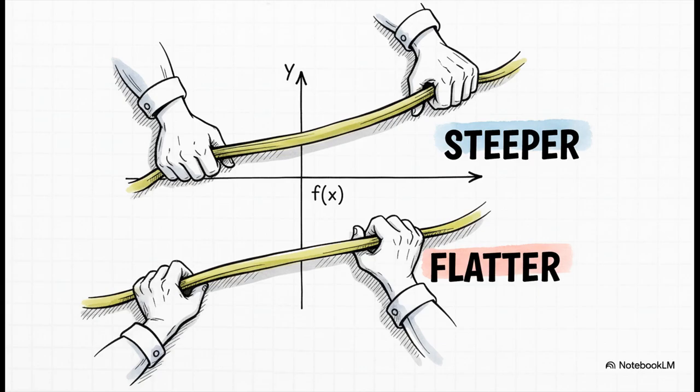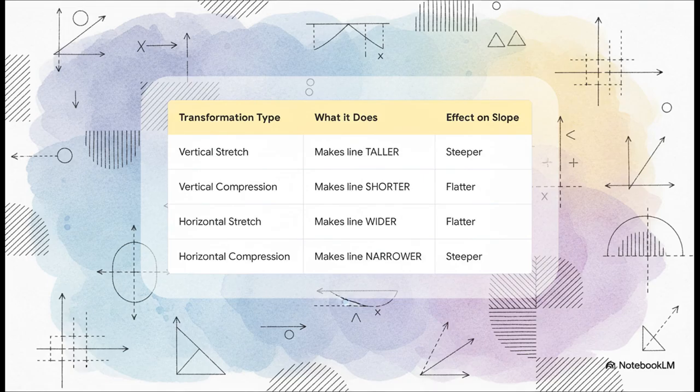We're either going to stretch it out, making it steeper, or we're going to squash it down, making it flatter. So we're not just changing its address on the graph anymore, we're changing a core part of its identity, its slope. This table lays it all out perfectly. Check this out. See how a vertical stretch, that's pulling it taller, and a horizontal compression, squeezing it in from the sides, actually do the same thing?